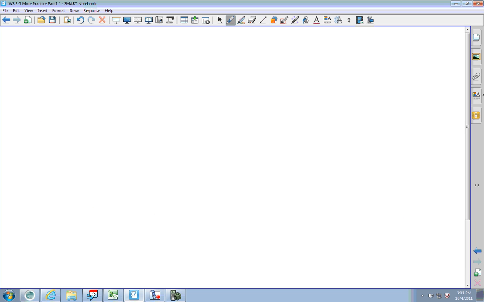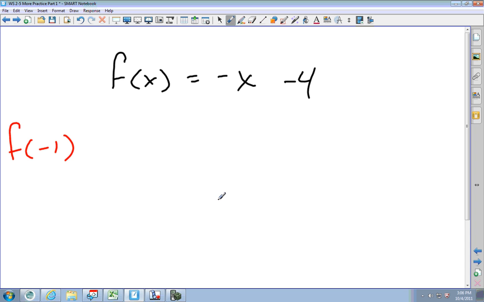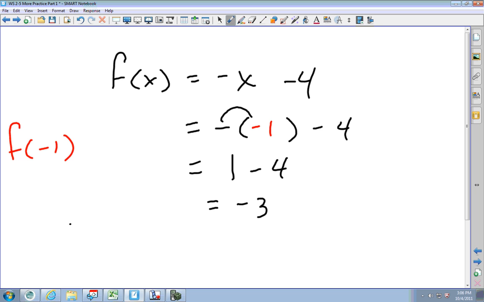Try one more. What about f of x equals negative x minus 4? And I ask, what's f of negative 1? Well, this equals negative x, the opposite of x, and x is negative 1, and then minus 4. A negative times a negative is a positive. So I have positive 1 minus 4. That equals negative 3. So x would be negative 1, and y would be negative 3.